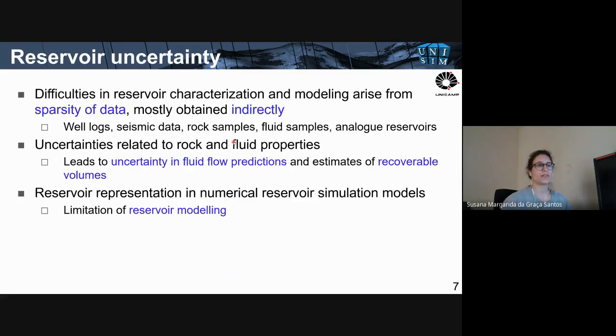So all the properties that you have seen in other classes of reservoir engineering, all those rock and fluid properties that we need to characterize very well in our simulation models, can be uncertain. I'm not saying that all of them will be uncertain, but all of them may be. So rock properties, fluid properties, rock-fluid properties, and so on, will all lead to uncertainty in our fluid flow prediction. What I put in my simulation model will affect the forecasts.